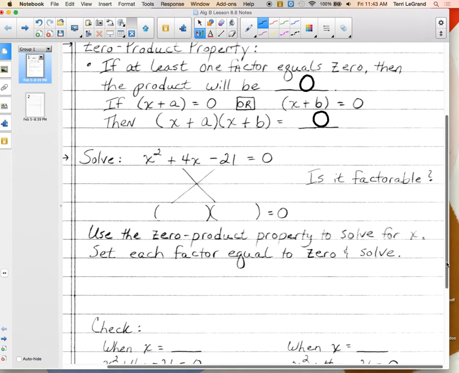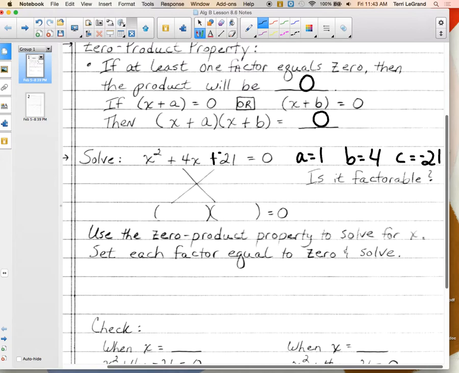Okay? So, here we go. Back to factoring. X squared plus 4x minus 21 equals 0. Let's change it to add the opposite first of all. And what's the first thing we identify? A, B, and C. A equals 1. B equals 4. C equals negative 21. Okay. So the question is, can we factor this?